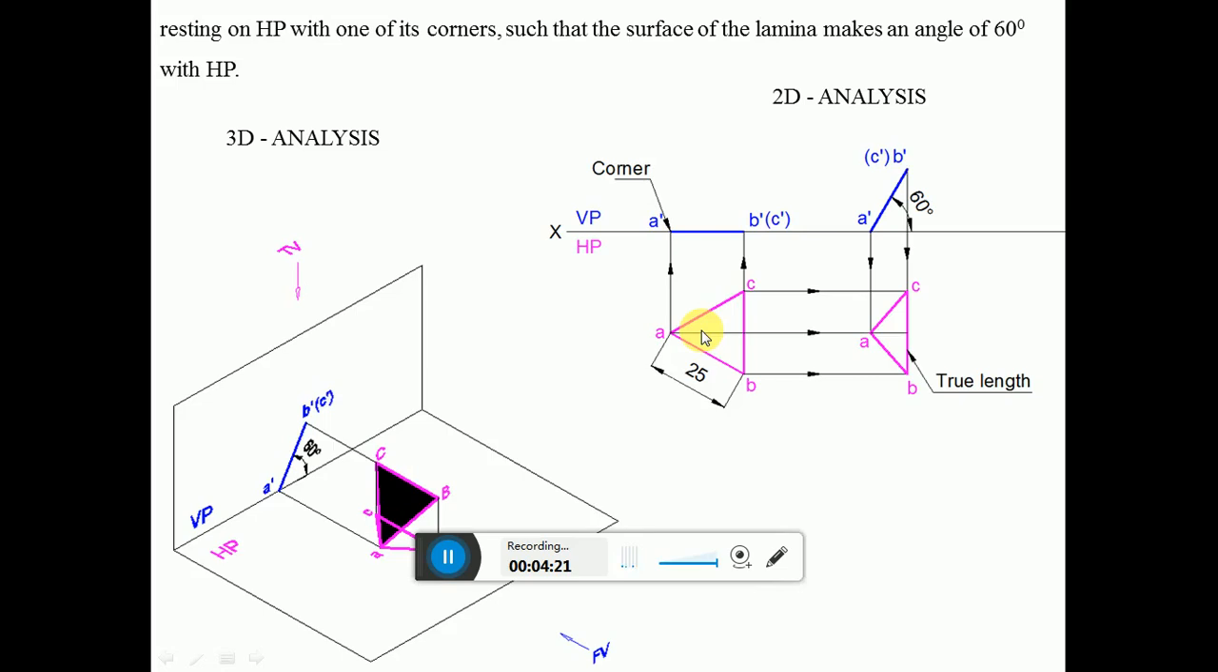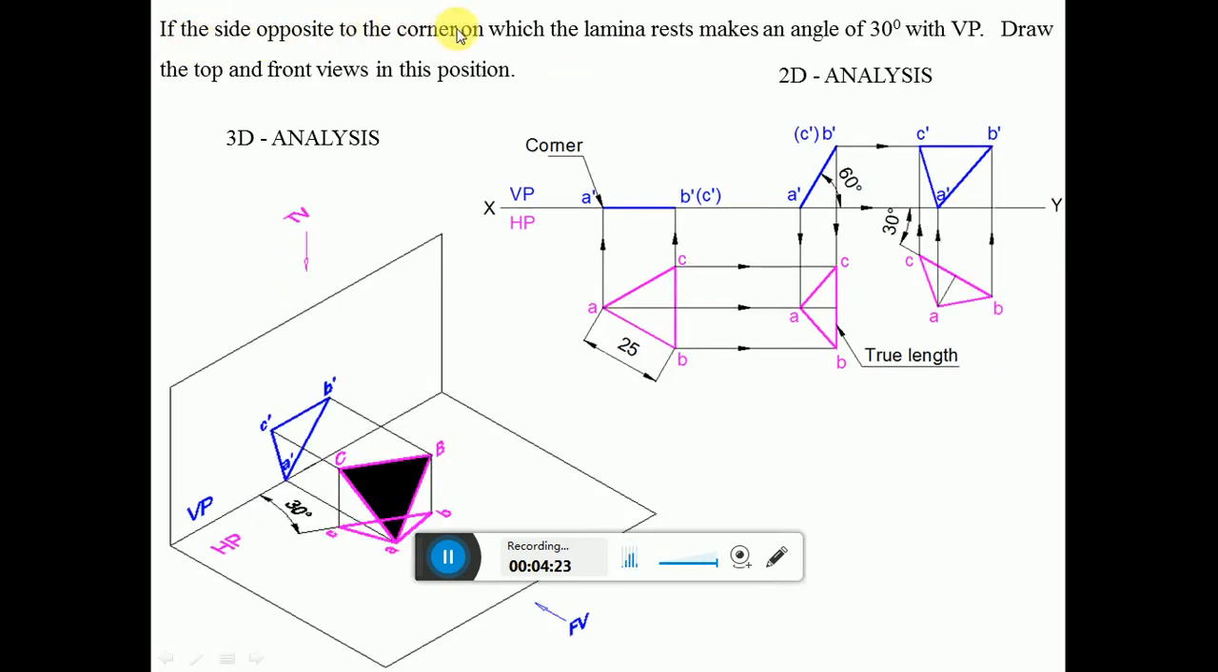Then the side opposite to the corner on which the lamina rests makes an angle of 30 degrees with VP. So which is the side opposite to the corner? The side opposite to the corner is BC, the corner which is resting on HP being A dash. It makes an angle of 30 degrees with VP. Here that side is perpendicular to VP, which is having a true length, and the inclination given is also a true inclination. Consider any point on the XY line and draw a line inclined at 30 degrees to VP.